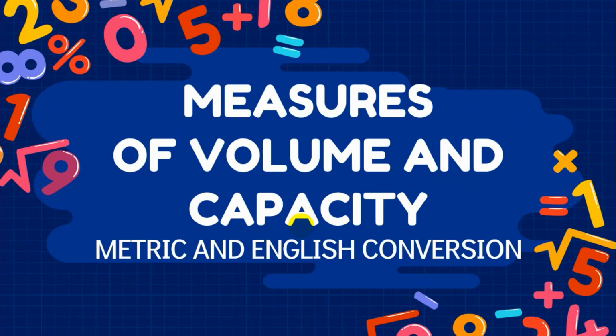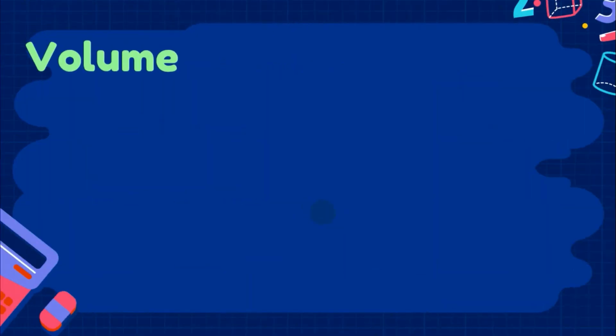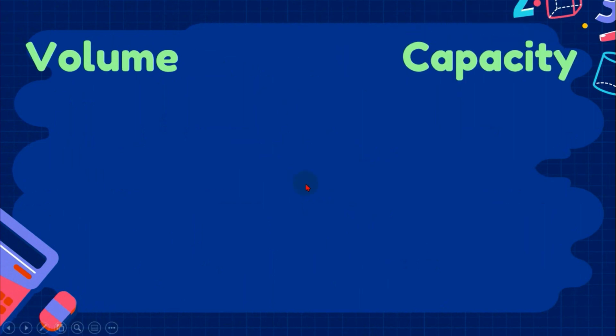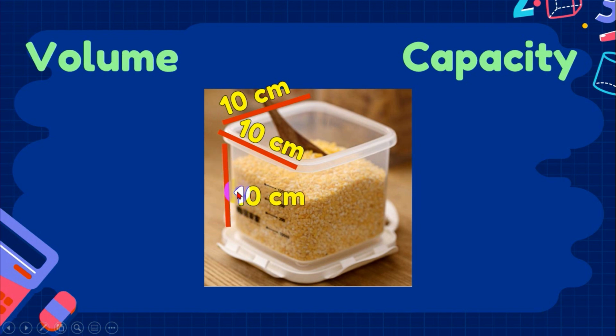So let's have now measures of volume and capacity. Oftentimes, volume and capacity are used interchangeably, however, they are different, right? So let's differentiate volume and capacity. I have here a container, and this container has the following dimensions: 10 centimeters in length, 10 centimeters in width, and a height of 10 centimeters.